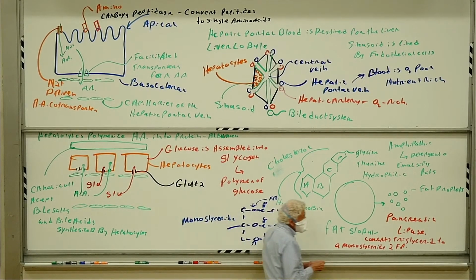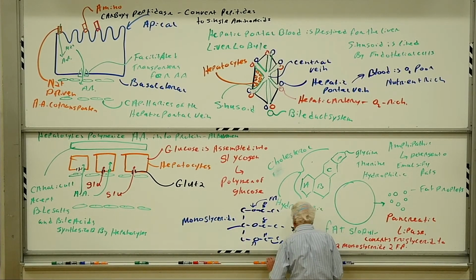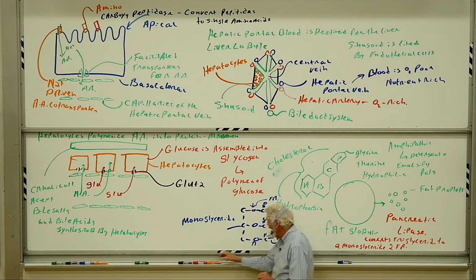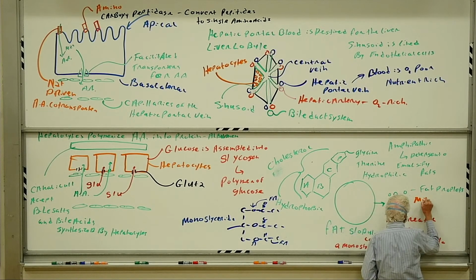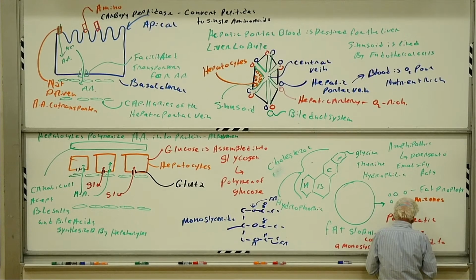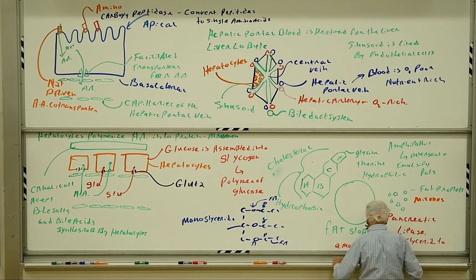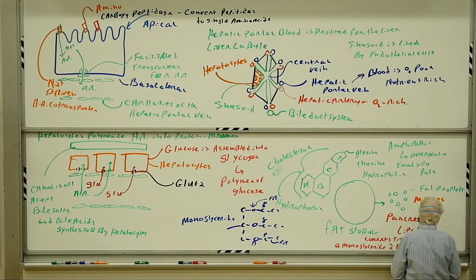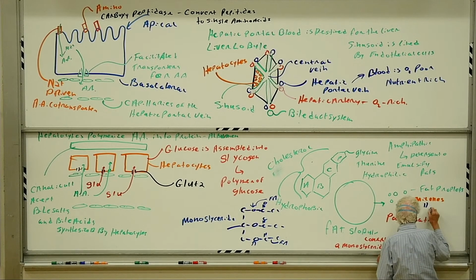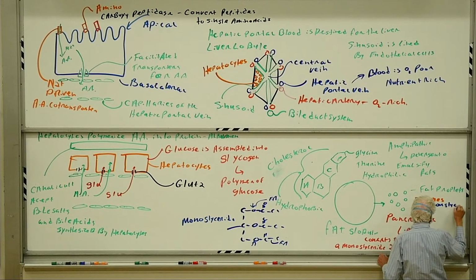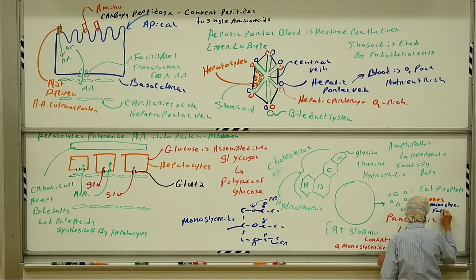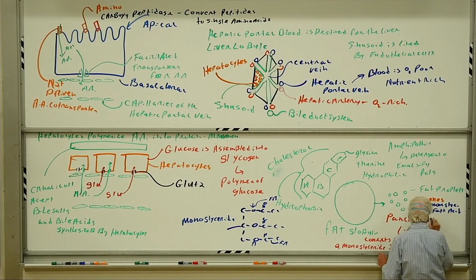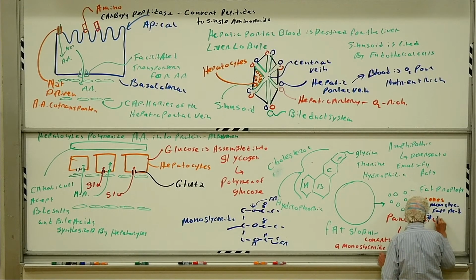So we're generating out here something known as micelles. We're generating these micelles that are composed of, just number it, they're composed of monoglycerides, they're composed of fatty acids, and they're all stabilized by bile.